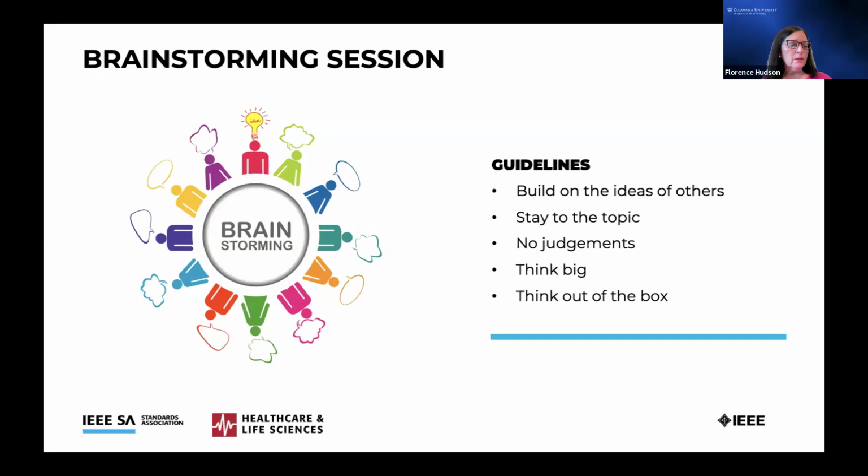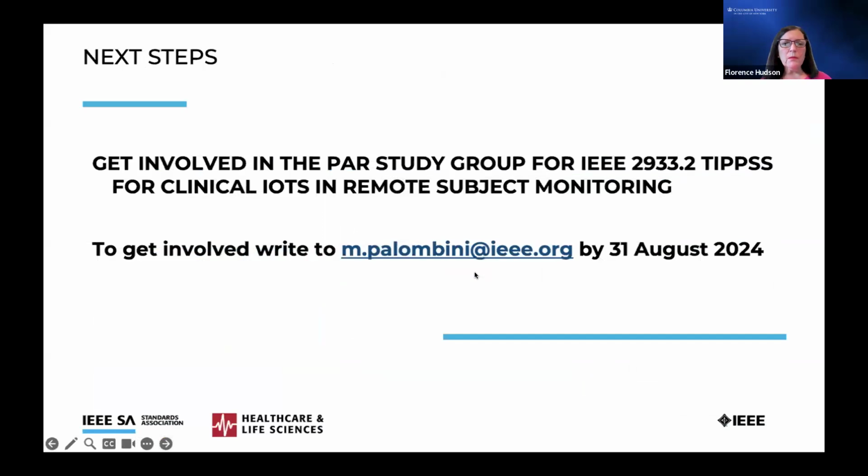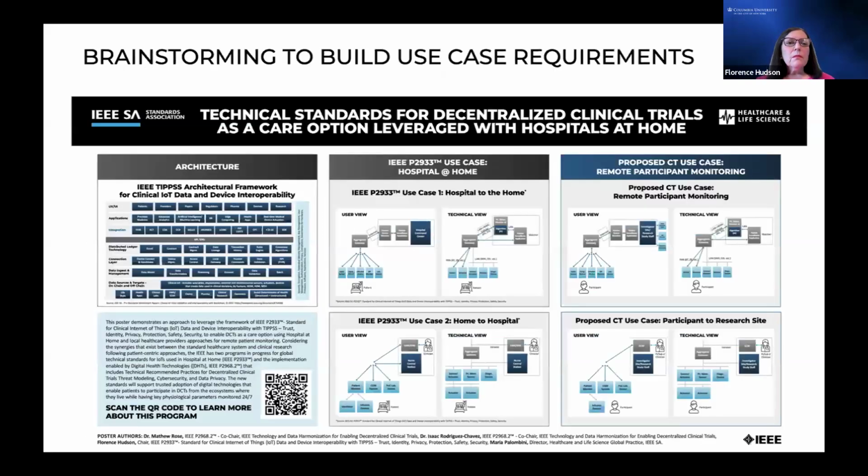So with that, just a refresher, I had sent you all this, if it lets me move my slides. Oops, sorry, too far. There we are. So as Florence showed you, as I emailed all of you, we're going to be focused on this 3rd column, we'll call it this way, for the proposed use case for remote participant monitoring, remote subject monitoring, ideally using this architecture framework that's in the 1st column here. And how do we bring it into remote subject monitoring?